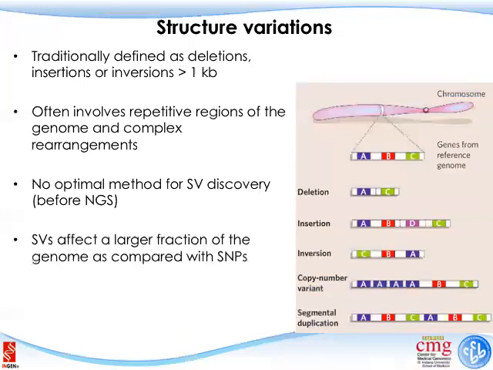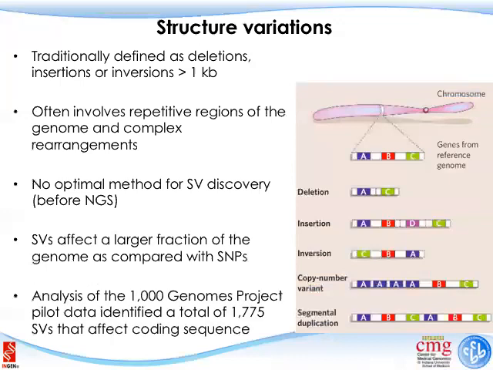And it affects a larger fraction of the genome as compared with SNPs. And so functionally, it probably has more impact on the phenotypes. But another interesting fact is the analysis of the 1,000 Genomes Project pilot data identified over 1,000 structural variations that can affect the coding sequence. Why do I want to point this out? It's because the 1,000 Genomes individuals do not have a clear disease phenotype. They are healthy individuals, at least at the time they were being sequenced.